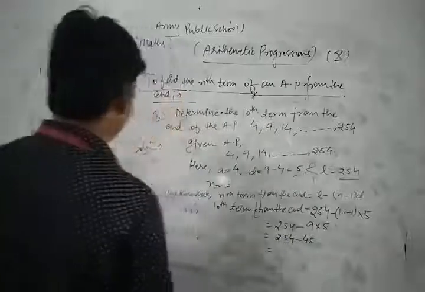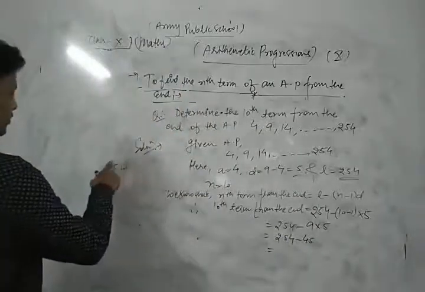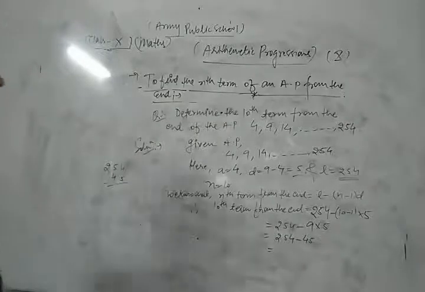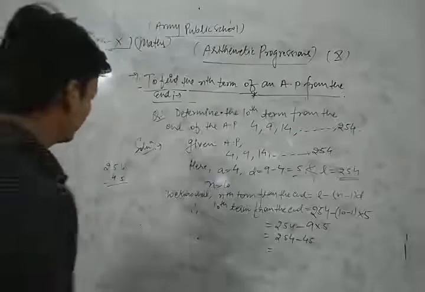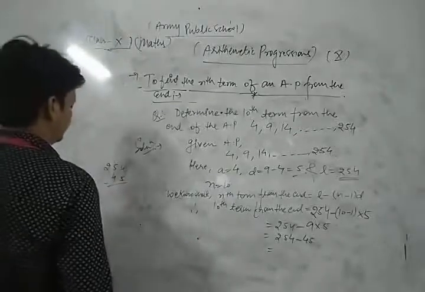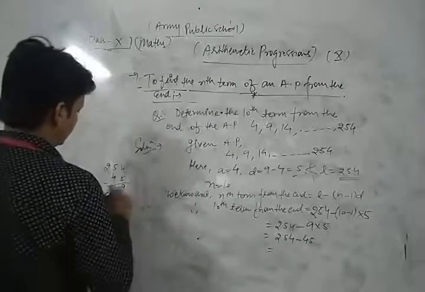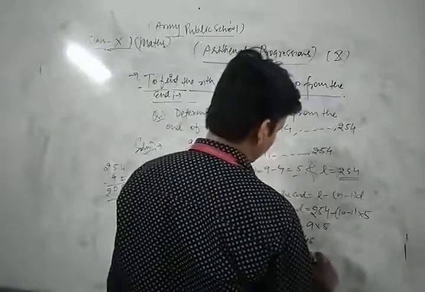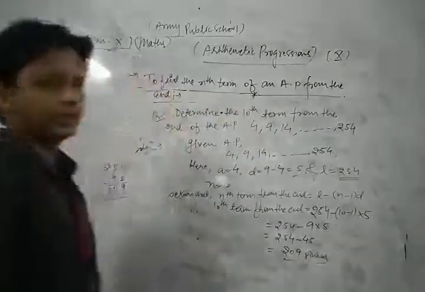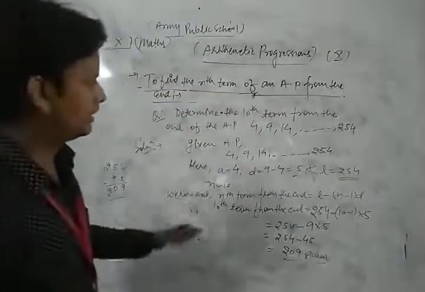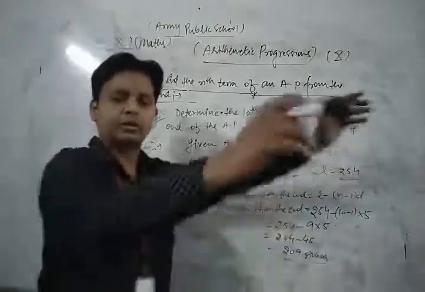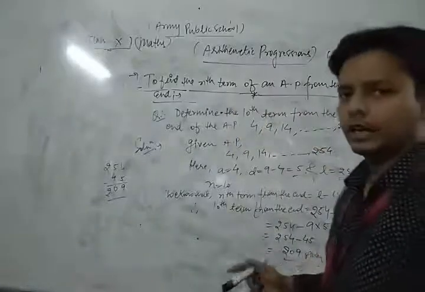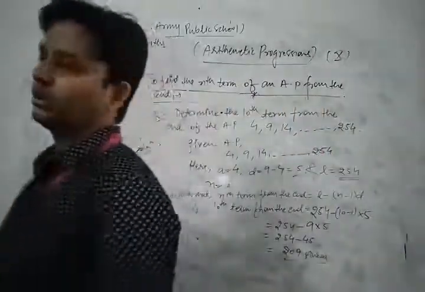Now we subtract them. Subtracting 45 from 254, we get 209. This is the required solution of the given question. Thus, the 10th term from the end of the given AP is 209. This is one of the most important questions of your syllabus.